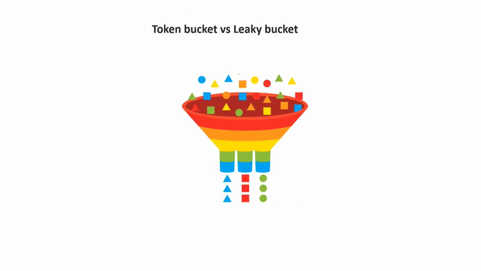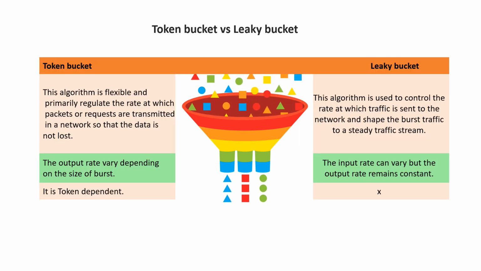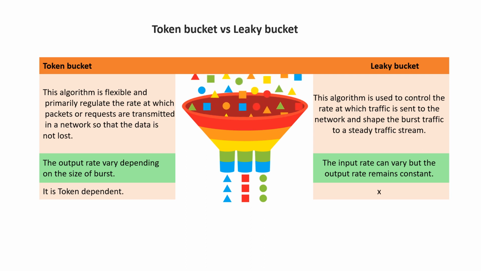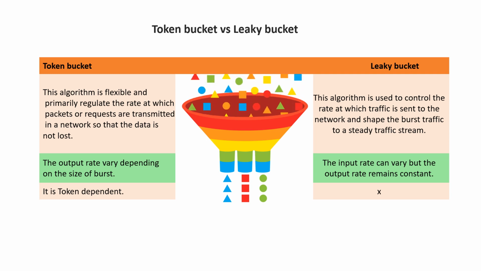Now we can see the difference between the token bucket and the leaky bucket. The token bucket is flexible and primarily regulates the rate at which packets or requests are transmitted in the network so that the data is not lost. In the token bucket, the data is not lost since the output rate varies depending on the size of the burst. If the size of the burst is very large, then the output flow will also be large, so that the data is not lost.